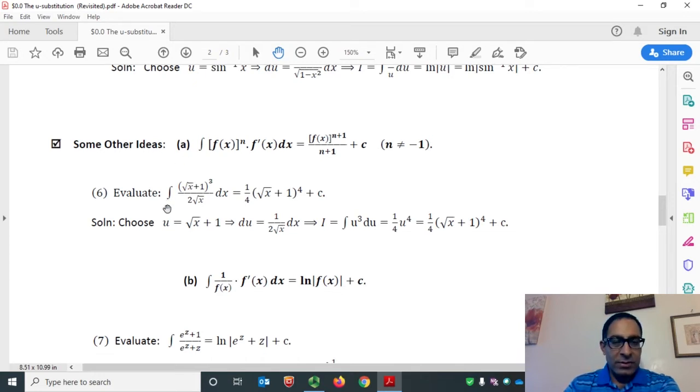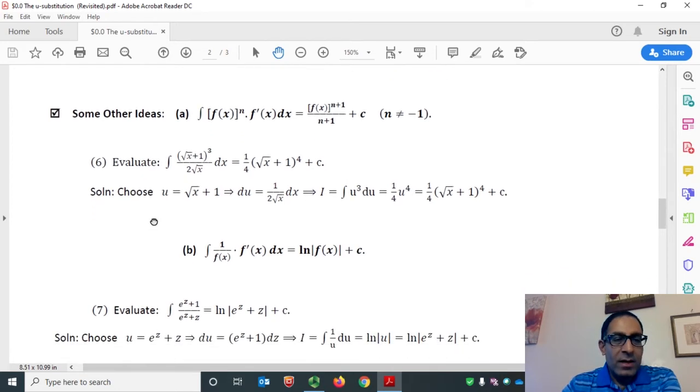So for example, example 6, integrate radical x plus 1 power cubed over 2 times radical x dx. If we use this formula, it turns out to be here n is 3. So here the derivative of radical x plus 1 turns out to be 1 over 2 times radical x. So then I can apply this formula. So according to this formula, first functions power n plus 1. So radical x plus 1 to the power 3 plus 1 is 4. Dividing by 4 plus c. Or we can use the U-sub technique.